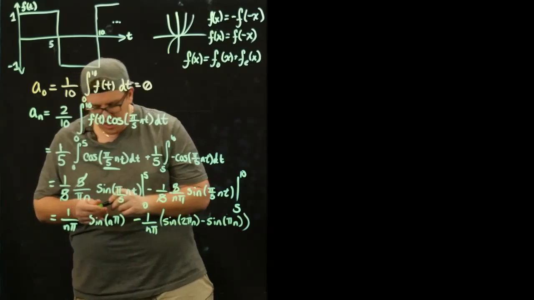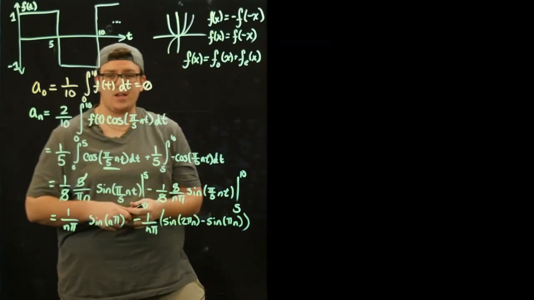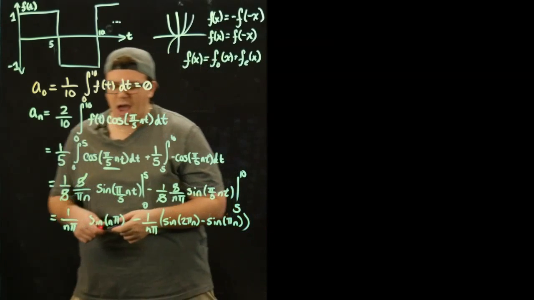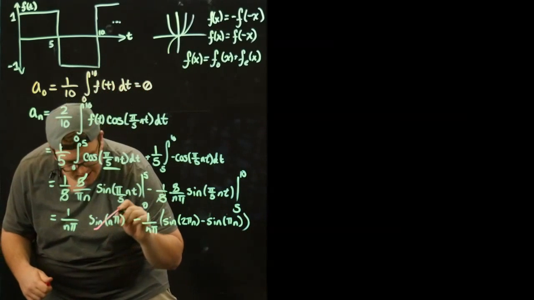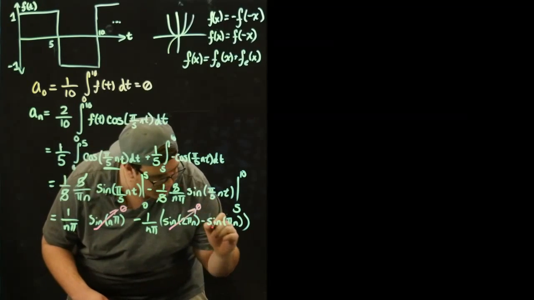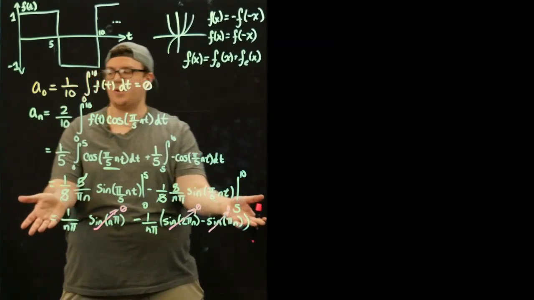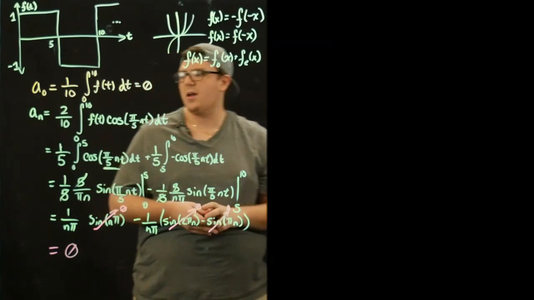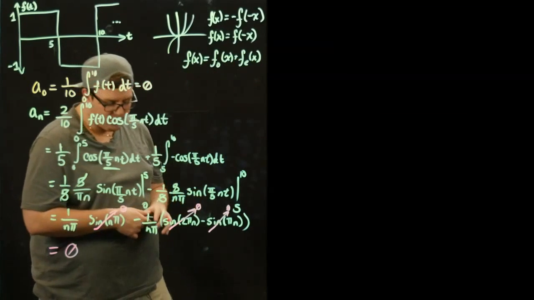But what we know is that n can only be an integer, right? This n here is the index for the summation, so n can only be an integer. And sine of any multiple of pi is going to be 0. That makes sine n pi 0, sine 2 pi n 0, and sine pi n 0. So everything here is multiplied by 0. So in the end, we get no cosine term in our Fourier series representation, which makes sense from our reasoning with odd and even functions.